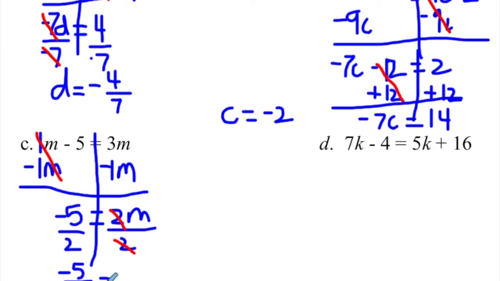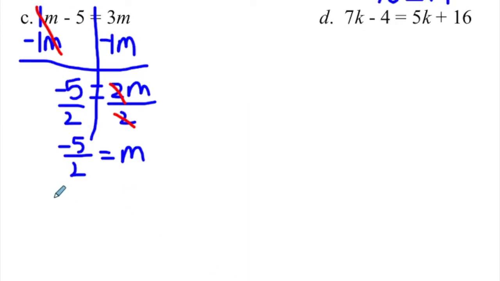Or if you prefer that it's written the other way with your variable coming first, you can make that happen. So we can also write this as m equals negative 5 over 2. Those are the same. I don't care how you write it for your tests, but those do mean the same. So that is your answer for part C.